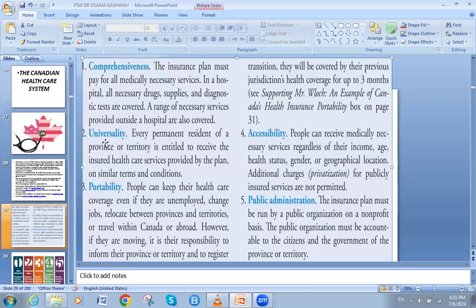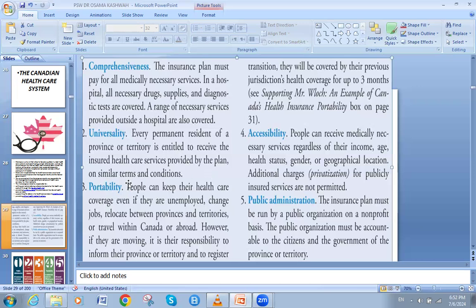Universality. Every permanent resident of a province or a territory is entitled to receive the insured healthcare services. So if you are a PR, on permanent residence, you are entitled to take all the medical services like any Canadian. There is no difference between an immigrant and a Canadian regarding healthcare services. It is the same care on similar terms and conditions.